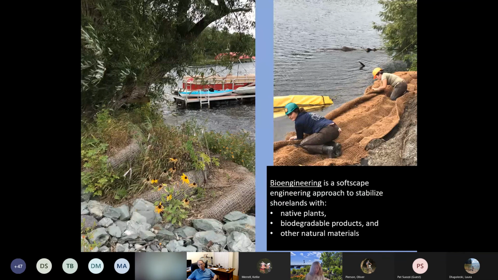Bioengineering practices are also referred to as living shoreline projects or nature-based solutions. These methods are considered softscape engineering techniques used to stabilize slopes and shorelands with native plants, biodegradable products, and other natural materials.